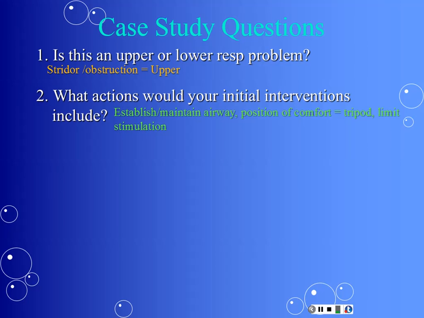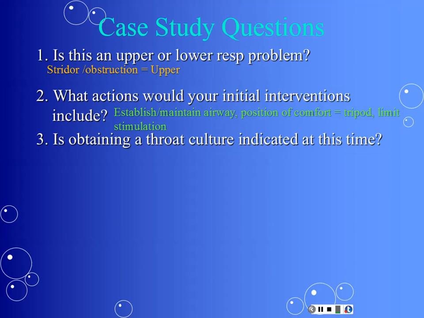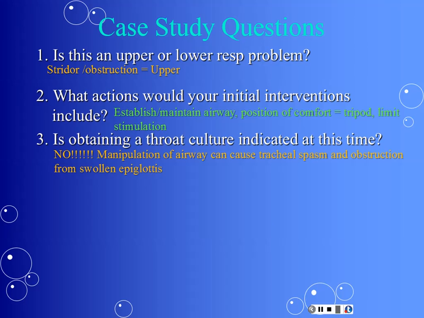If it's August and July and you've got brand new residents and they're coming in and they're like, oh, let's do a throat culture on this kid, you're going to be like, oh, hell to the no. Okay, you're going to go in front of that kid and go, no, you're not doing this. If there's any concern about them losing that airway because there is that much swelling, you're not going to manipulate that airway at all. Okay? So when we talk about is obtaining a throat culture indicated, no, no, no, no, and no. It can cause tracheal and laryngeal spasm and further obstruction. Okay.